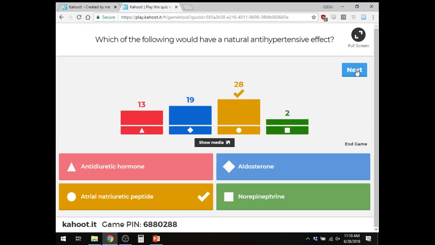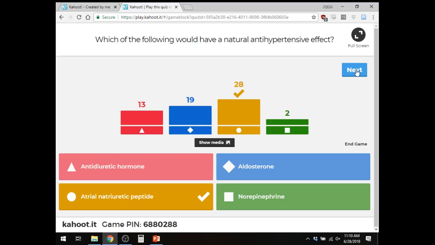Remember, alpha 1 is constrictive, right? So alpha 1 will cause constriction of the vessels that will cause blood pressure to go up. If you have beta 2 activation, that's going to do what? That actually causes some vasodilation. So you might see some mild vasodilation, say to the muscles and things like that, right?